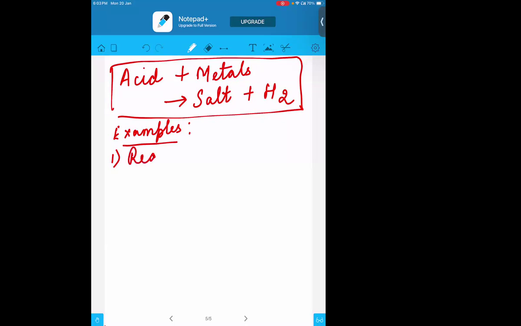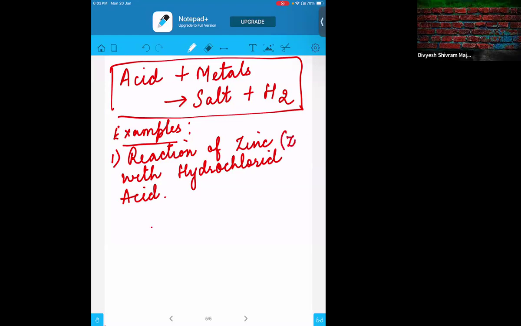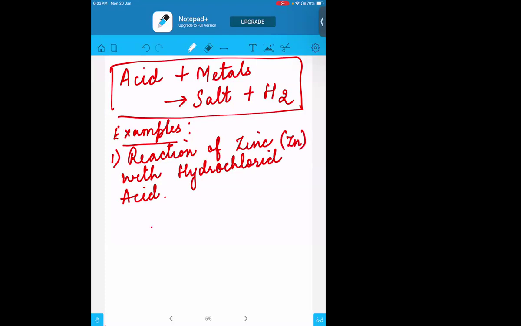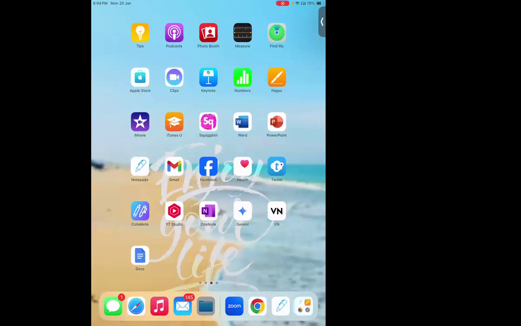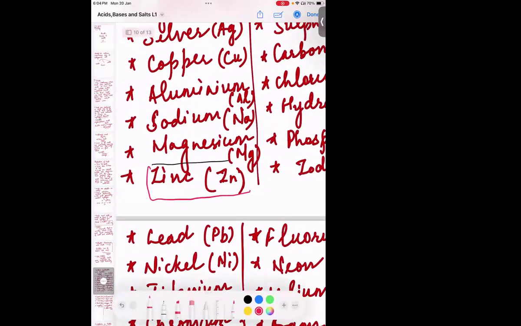The first example is the reaction of zinc with hydrochloric acid. Now, what is the symbol of zinc, children? Zinc is written, ma'am, as Zn, capital Z and small n. Azrit, Shritesh, do you know the symbols of the metals and non-metals, the elements? No. Rohini, do you know? No, ma'am. See, last time I taught them the symbol. So zinc is written as capital Z and small n.